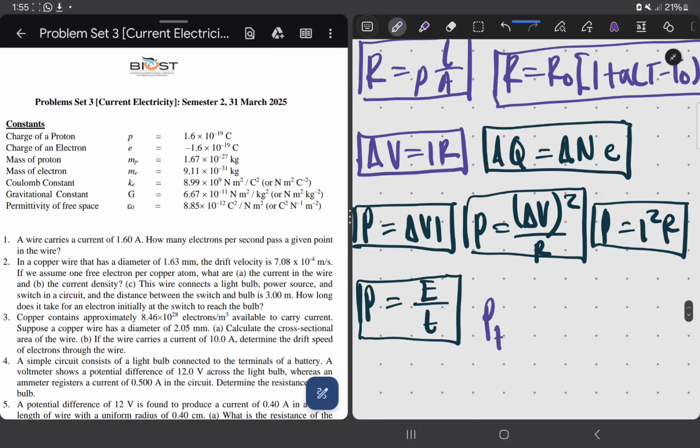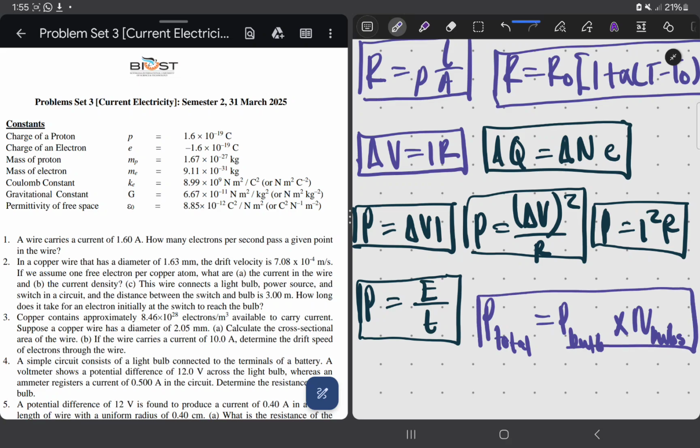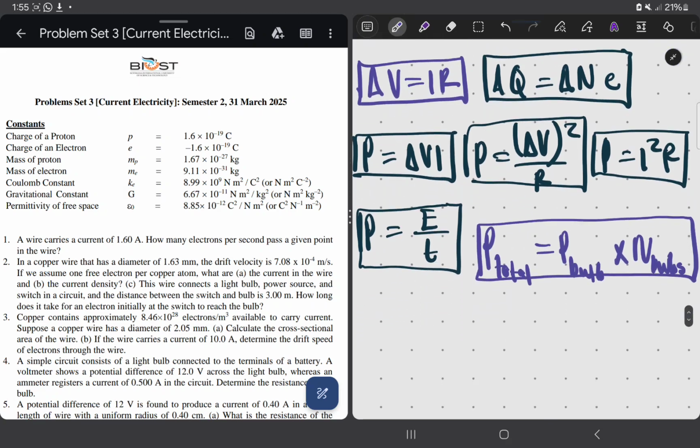And then we have the final one, which is the total power of the bulbs. It is going to be the power rating of one bulb times the number of bulbs. Okay, so this is going to be it. Then what else am I going to have? So I have the 5 formulas for power. Then I now need to put the J.